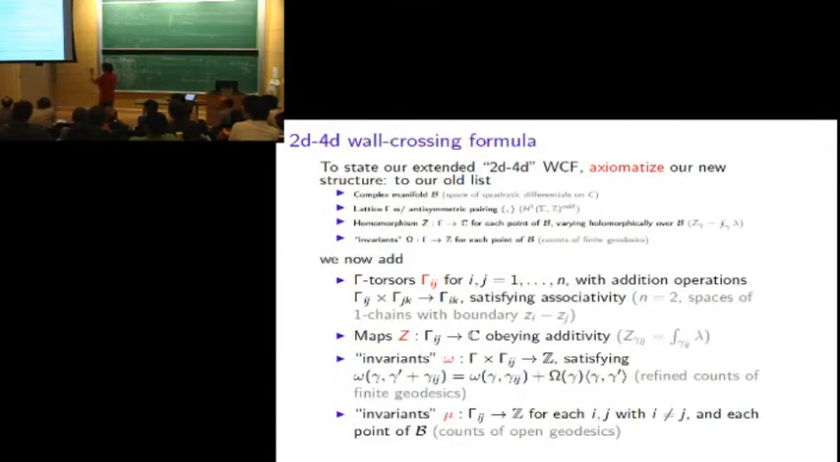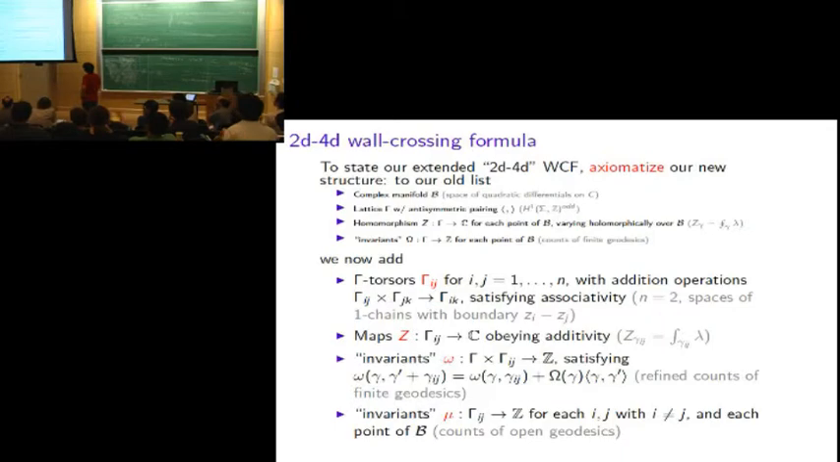These central charges, z gamma, attached to lattice elements, and some invariants omega that are counting something. To that we now add some more data. Before we had this lattice gamma of charges, we now add some torsors, gamma ij. i and j can run potentially from 1 up to n.